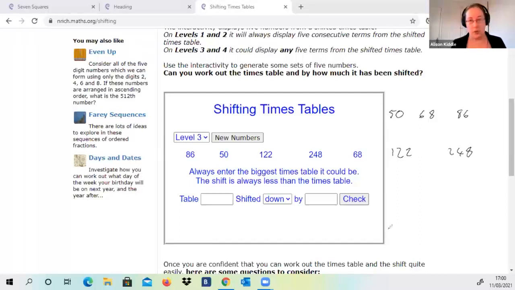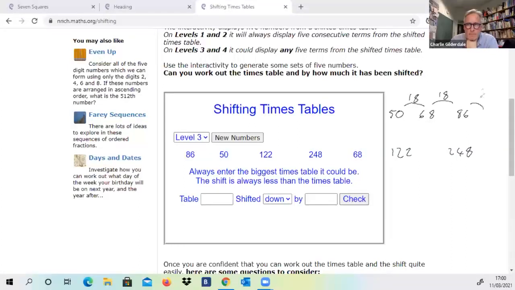Obviously I haven't got all the numbers there, there are gaps, but I can start doing what Isabel has just suggested, which is to look at the difference. So from 50 to 68 is a gap of 18, from 68 to 86 is another gap of 18, but from 86 to 122 is a gap of 36. But that's okay, because that means that I've just done 2 steps of 18. So I could start asking, what is the missing number between 86 and 122?